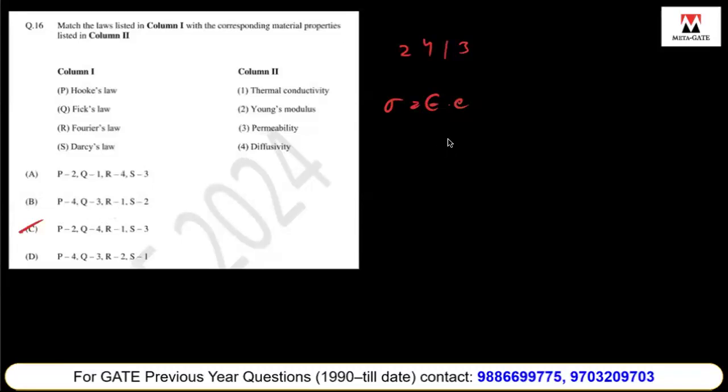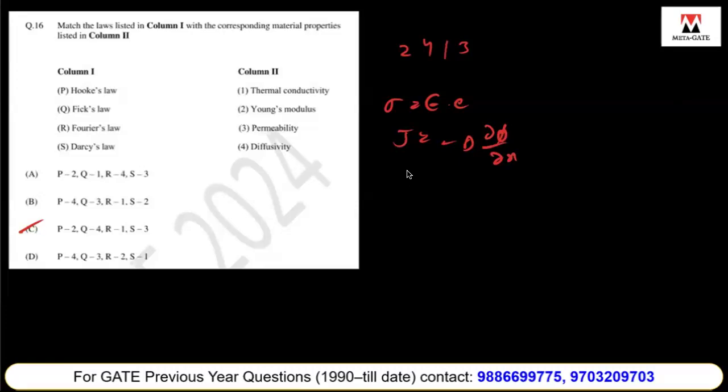Fick's law says that for the diffusion of particles through a medium, the flux is proportional to the diffusivity constant times the concentration gradient. This law describes that flux goes from a region of high concentration to low concentration, and its magnitude is proportional to the concentration gradient. So, dC by dx is the concentration gradient, D is the diffusivity, and J is the diffusion flux.